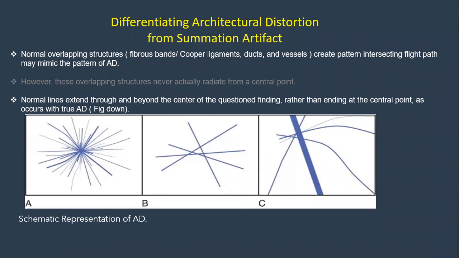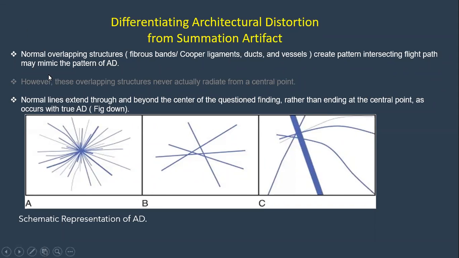Me, Abir. A is architectural distortion. B and C are summation artifacts. Excellent, well done. Why did you say that? In A, it appears like there are radiating lines from a central lucency, as in the definition of one of the types of architectural distortion. Excellent. Why are the others not architectural distortion? Because the lines are not radiating from a central lucency. It seems like some of the lines come across this area. Excellent, well done. It is written above if you concentrate.